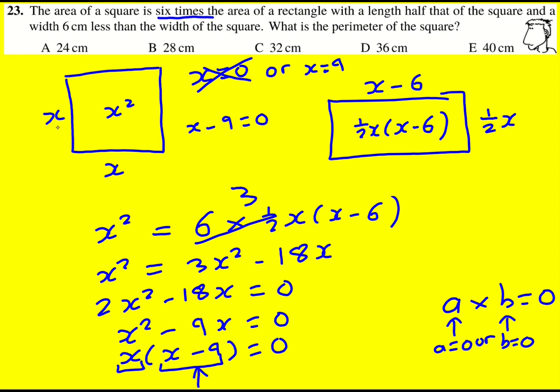What is the perimeter of the square? Well, it's just a square with all lengths 9. So it's going to be 9 times 4, which gives 36.